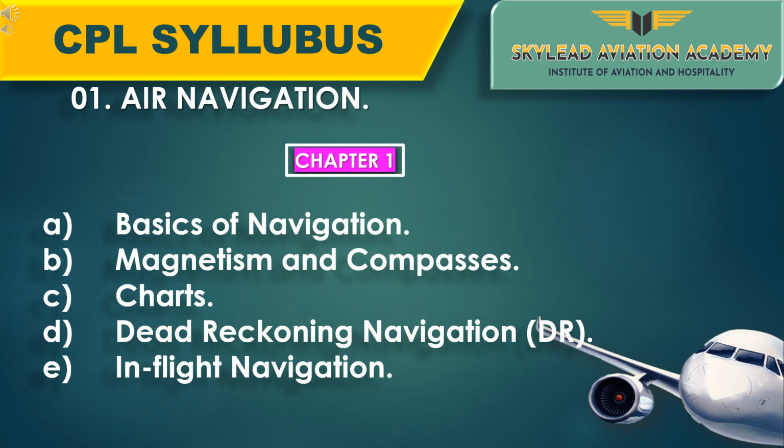So chapter 1 consists of 5 major points: basics of navigation, magnetism and compass, charts, dead reckoning navigation which is also known as DR, and in-flight navigation. So guys, basically in chapter 1 we will be studying about the basics of navigation like directions, north, south, east, west, northeast, and we'll also be learning about the poles: north pole, south pole, equatorial line, longitudinal line. So basically chapter 1 consists of all the basics of navigation which we have also heard somewhere or studied in our school or college.